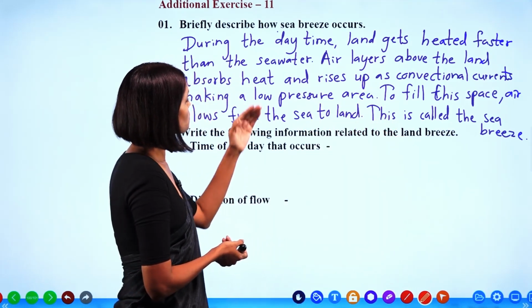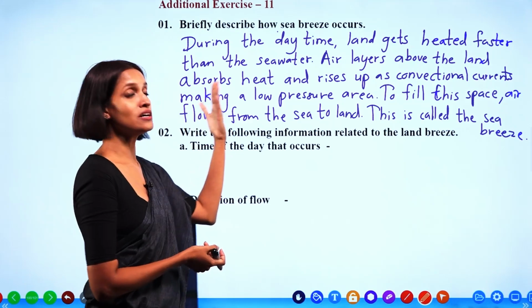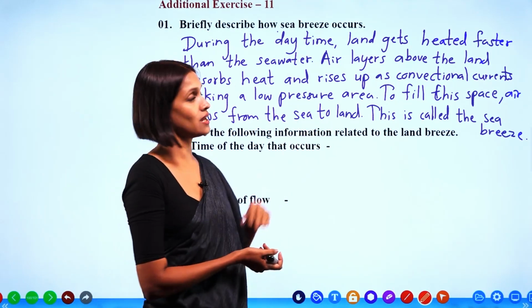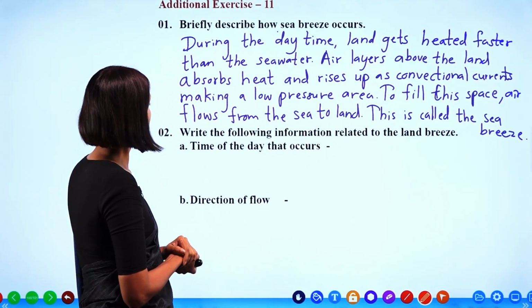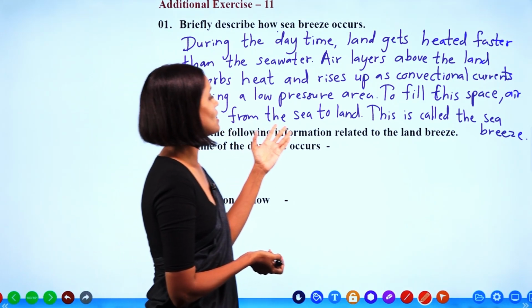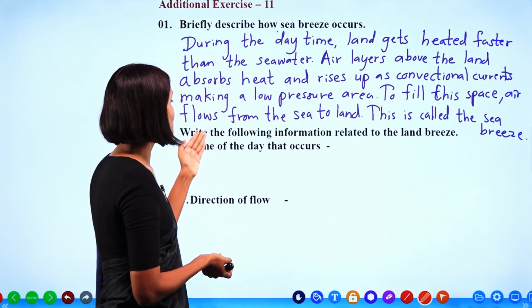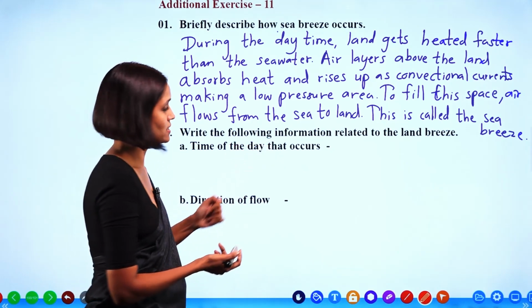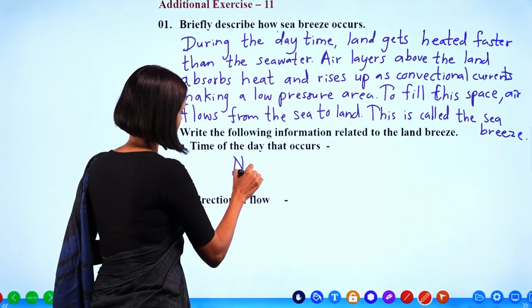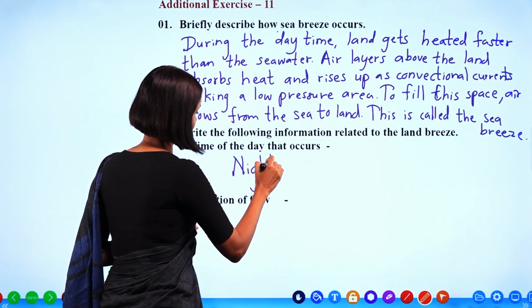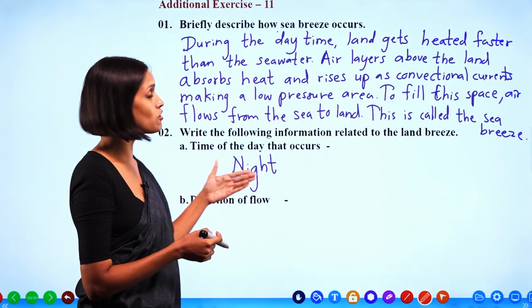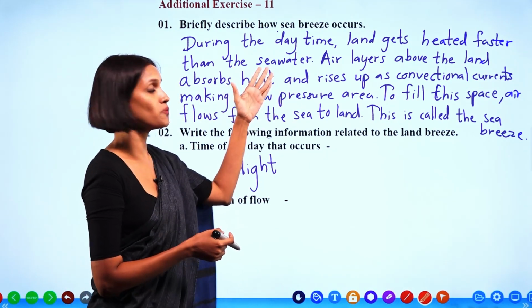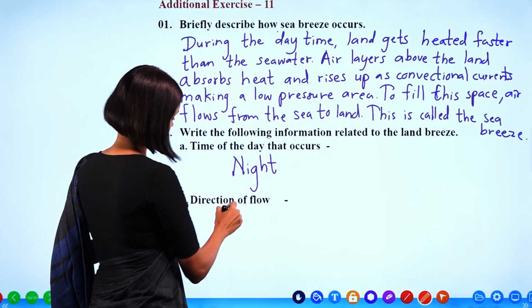Okay? So, land breeze occurs in the opposite way during the night time, right? Write the following information related to the land breeze. Time of the day that occurs? Night, right? During the night time, this takes place. Direction of flow? The opposite of this, from the land to the sea.